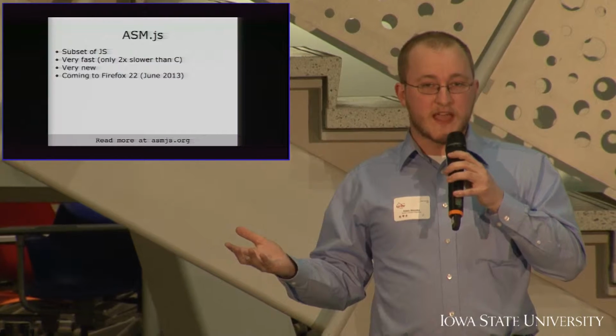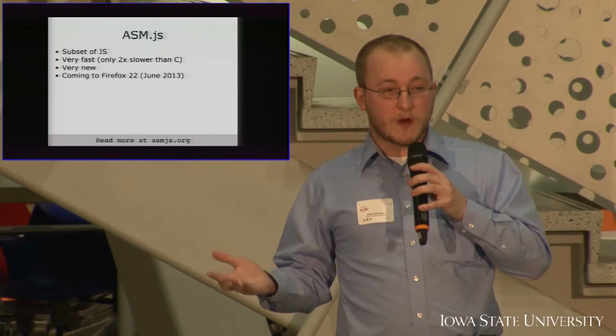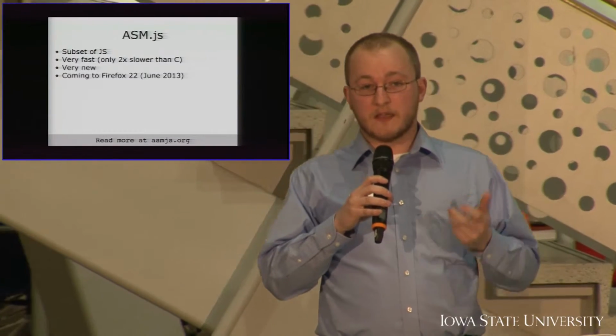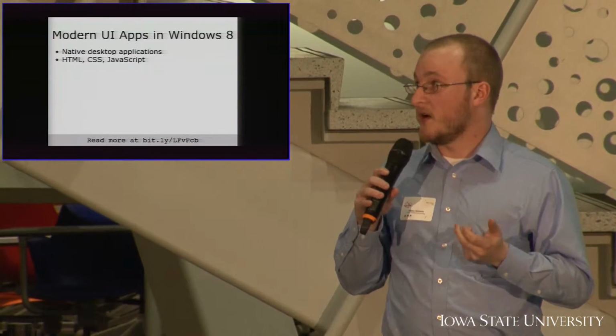A really new advancement has been ASM.js. This is JavaScript that's super optimized. It's actually a subset of JavaScript. It's only 2 times slower than C. A big complaint with JavaScript is that it's really slow. This is only 2 times slower.